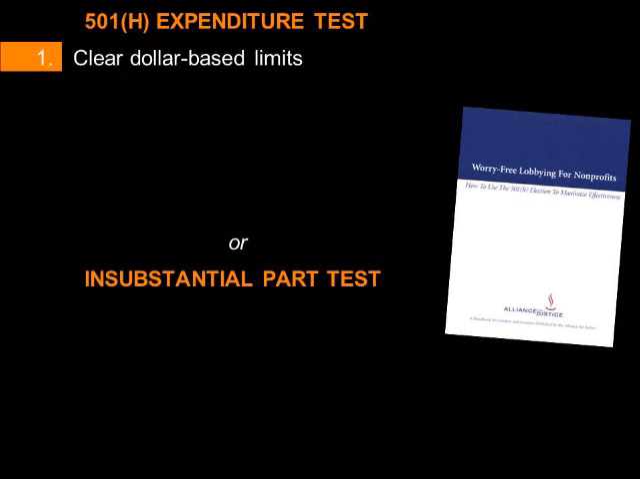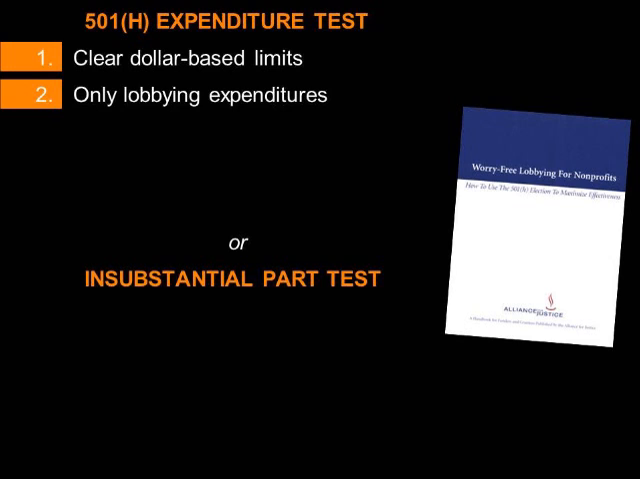Under the 501h expenditure test, a 501c3 charity gets clear dollar-based limits to determine how much they can lobby. Those limits are calculated based on a simple formula. The next important point about the 501h expenditure test is that only what the C3 actually spends on lobbying counts toward the organization's annual lobbying limit. That means that low-cost lobbying communications can have a big impact.